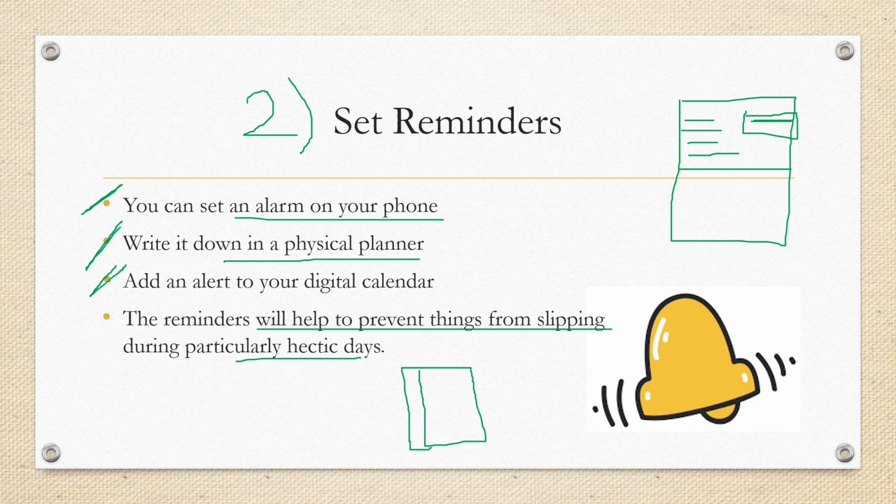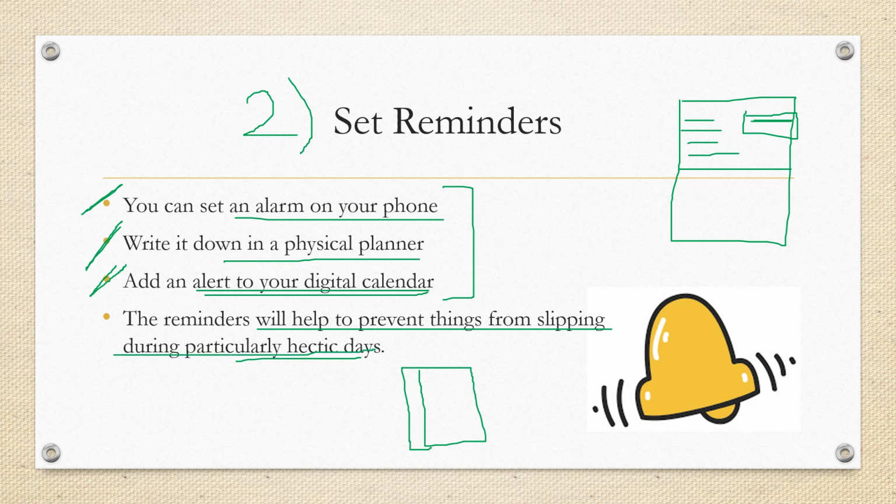Next is you have to add an alert to your digital calendar. If you are using Google Calendar or some personal calendar, then you can put it up as an alert on your digital calendar. These are the three ways you can set reminders so that nothing gets slipped out of your mind on a hectic day.